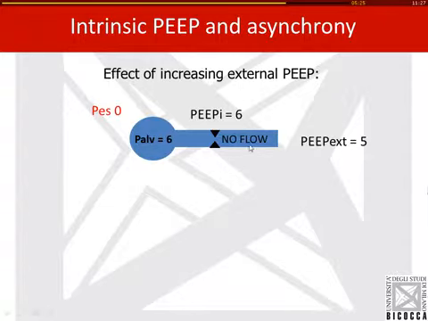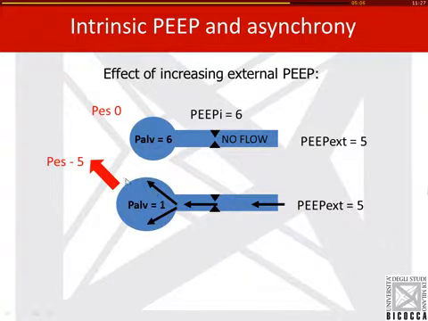Another option is to use an external PEEP to ameliorate patient-ventilator asynchrony. Same patient as before, with 6 centimeters of water intrinsic PEEP. The patient here, though, has an external PEEP set by a very good doctor at 5 centimeters of water. What happens is that as soon as the patient generates a negative pressure, there is already a pressure gradient between the alveolus and the ventilator, and so the flow begins immediately.